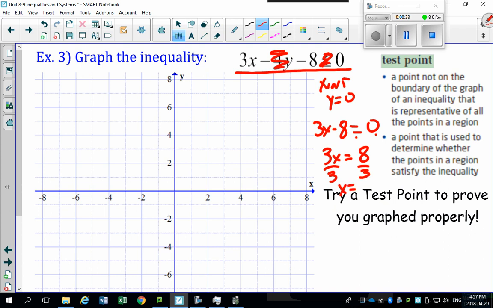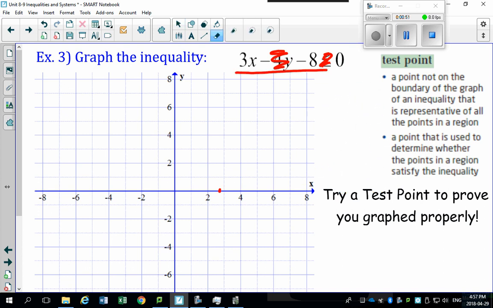X is 8 over 3, which looks like 2 and 2/3. So it's close to 3. So 2 and 2/3 looks like it's, I don't know, about there. There's your x-intercept. Let's do the same thing now to our y-intercept.